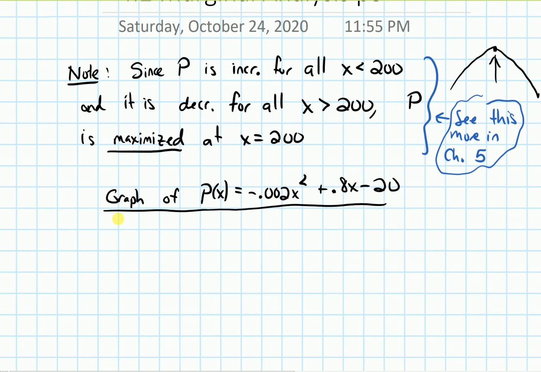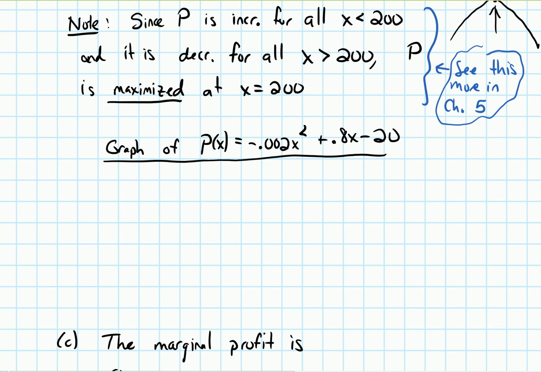Well, this one's a quadratic function, and a quadratic function has a parabola graph. For this particular quadratic function, it is downward facing because the leading coefficient is negative. And I can see that the y-intercept is going to be negative 20.